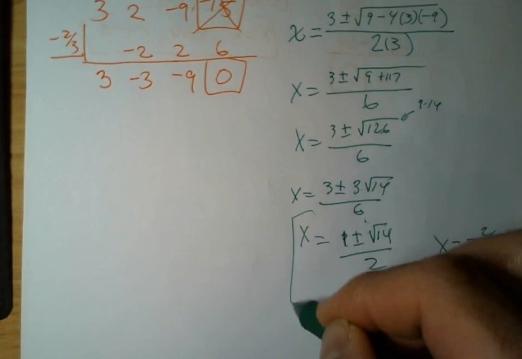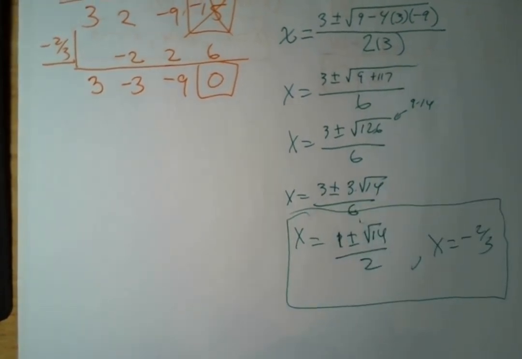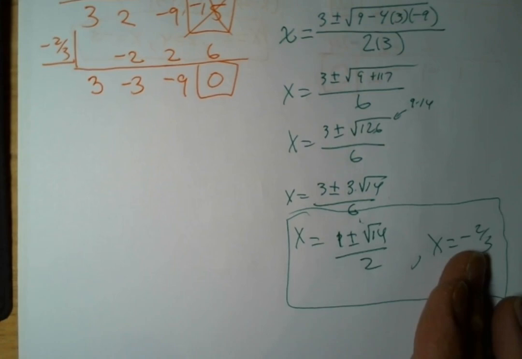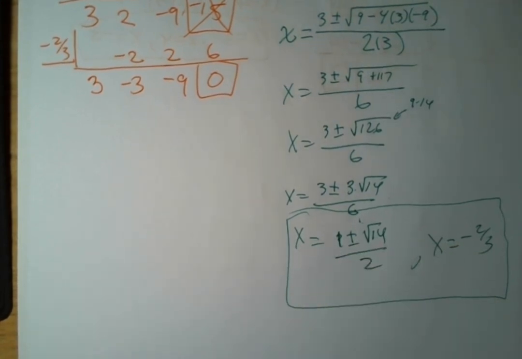So we have 3 roots here. Not bad, right? Didn't have to look at a graph once. All I had was the rational zero theorem and synthetic division, and I was able to find the 3 roots. Even though the rational zero theorem only gave me 1, I was able to find the other 2, which are not rational, they're irrational numbers, using the quadratic formula. All right, thank you.